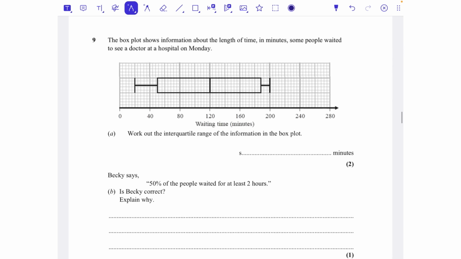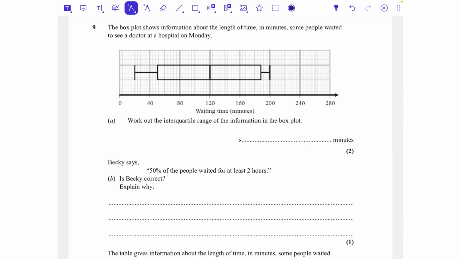Question number 9. The box plot shows information about the length of time in minutes some people waited to see a doctor at a hospital on Monday. Work out the interquartile range of the information in the box plot. Don't know why that S is there. Sorry, that's a typo. Work out the interquartile range of the information in the box plot.